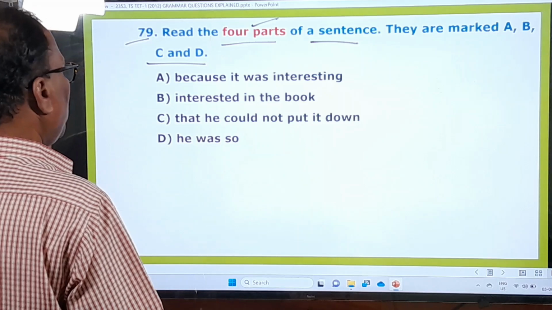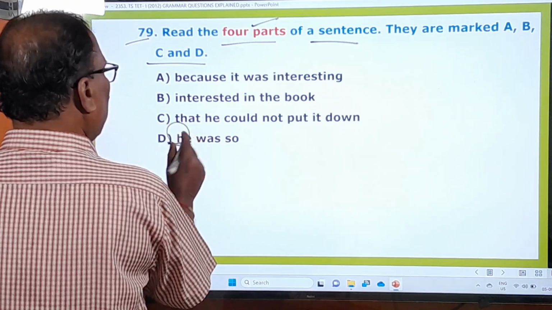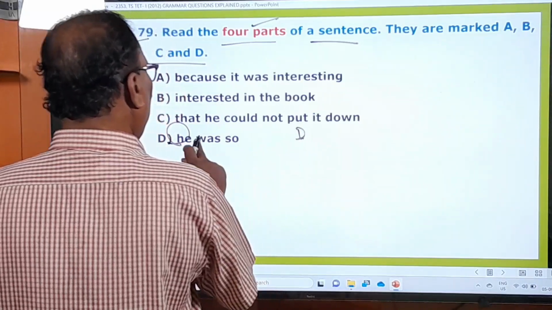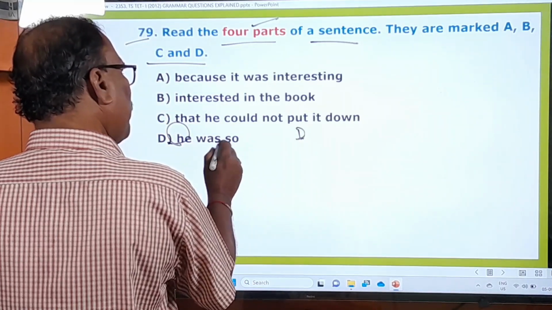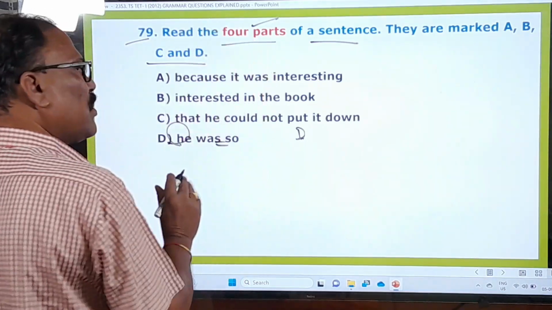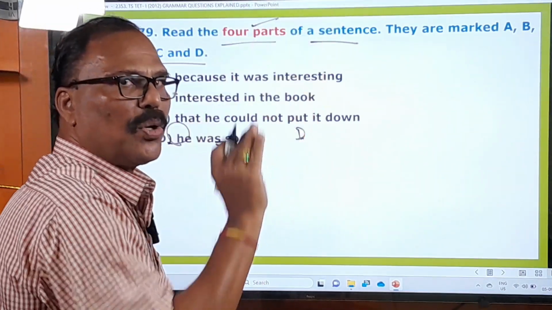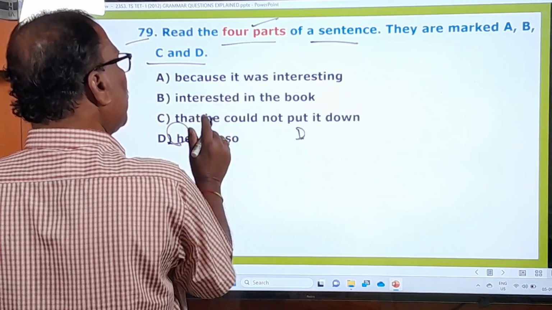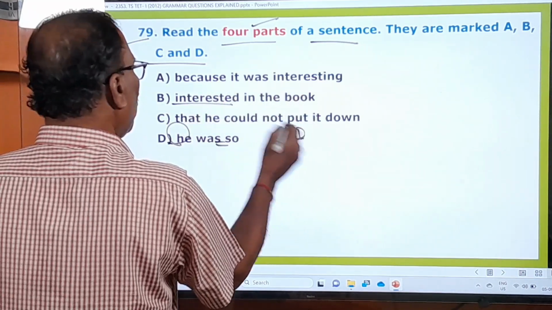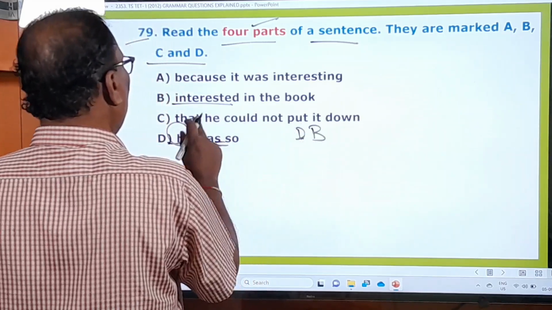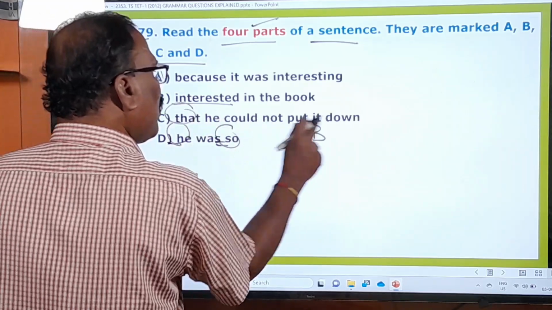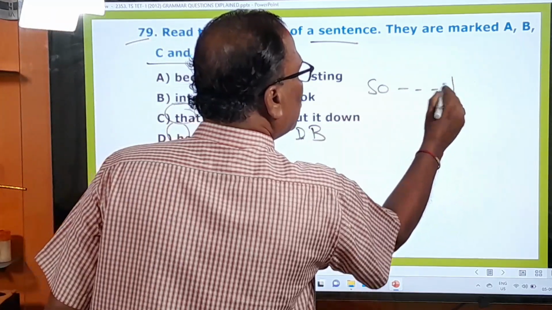And now what should be there? Generally, the sentence must begin with a subject, so this must be there: He, that means D. He was so, means after this, so, an adjective must be there. So interesting, so tall, so clever. After so, generally an adjective comes. So here the adjective is interested. He was so interested in the book, so that's why B should be there. He was so interested in the book, and here so that is there: that he could not, because so always goes with that.